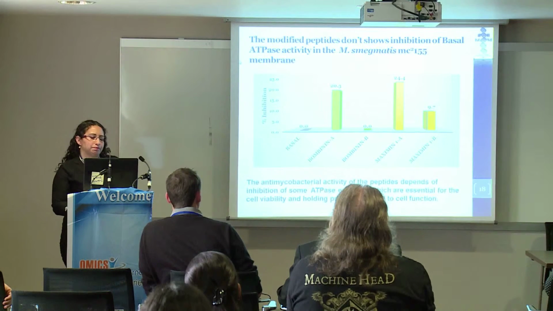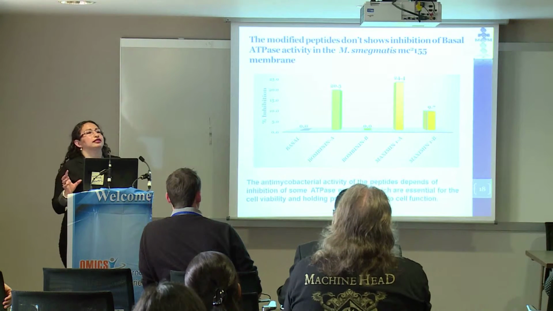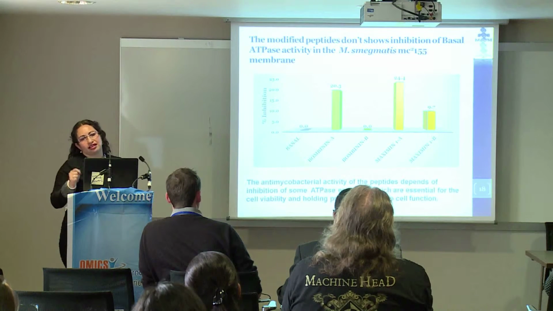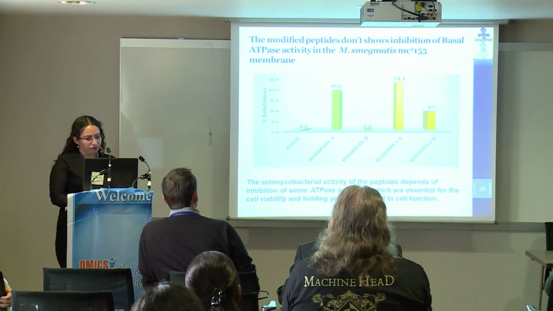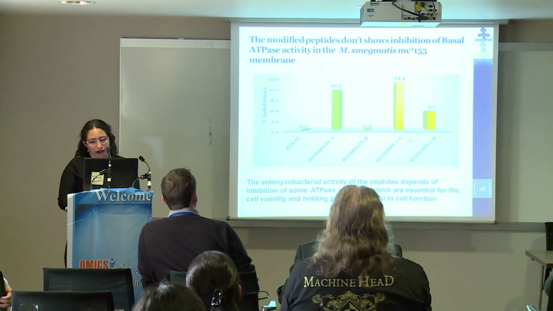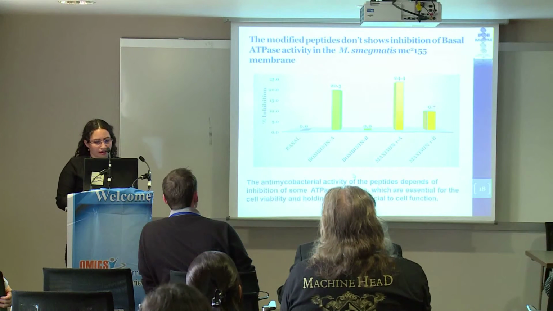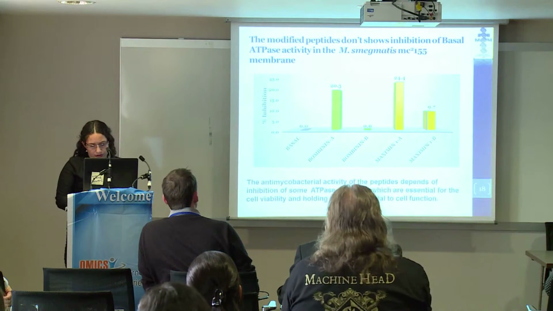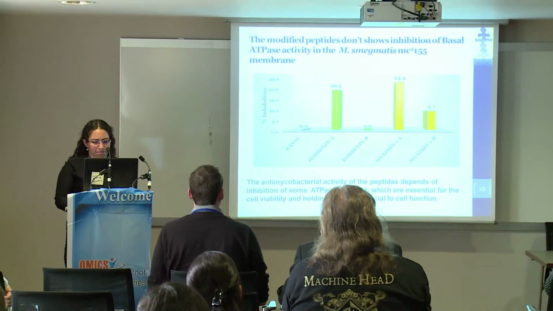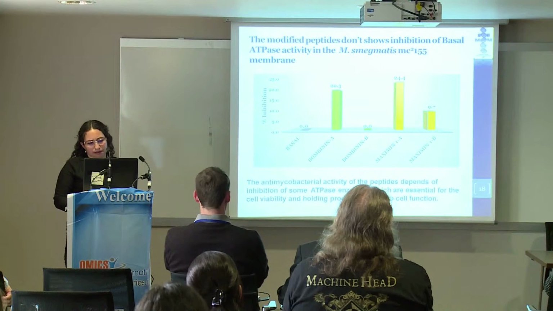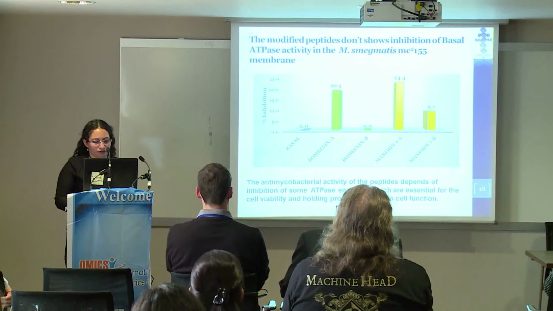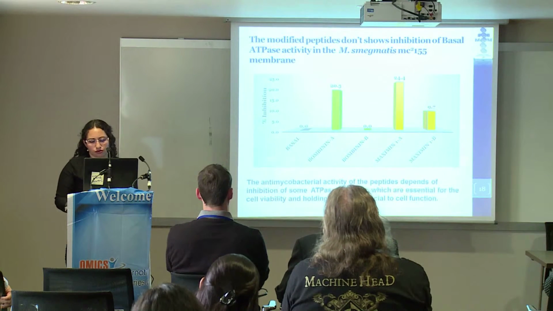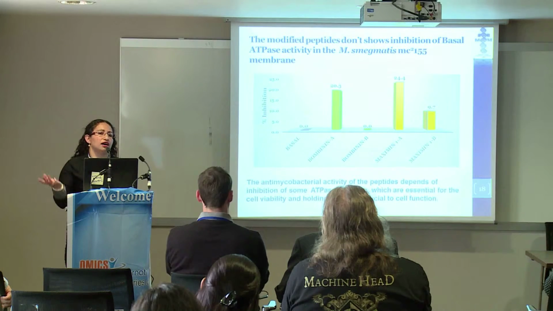Some peptides show inhibition of some enzymes, which is very interesting, on ATPase activity. However, our modified peptides don't show this high inhibition of some ATPase enzymes that are essential for cell viability and crucial to cell function. That means they have another target in the cell.